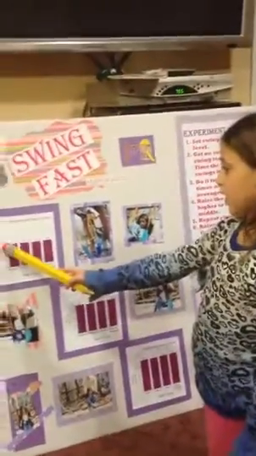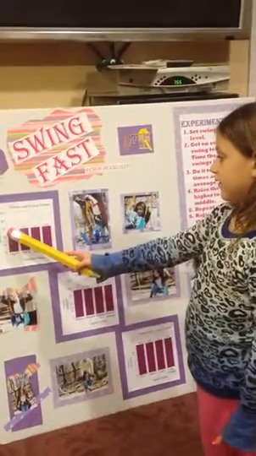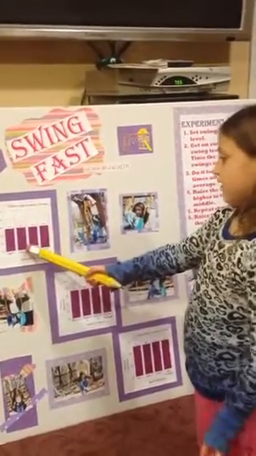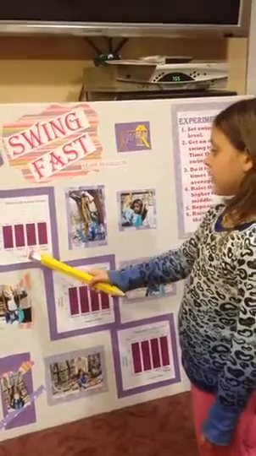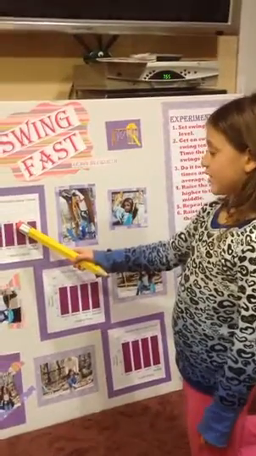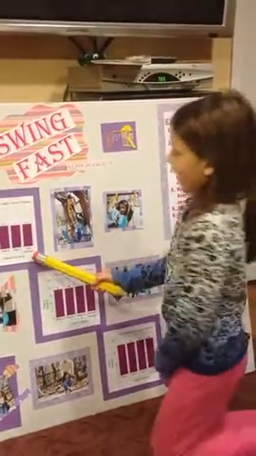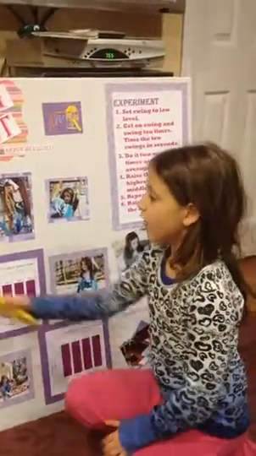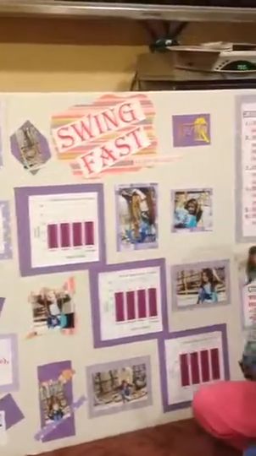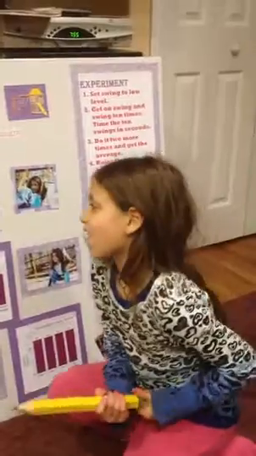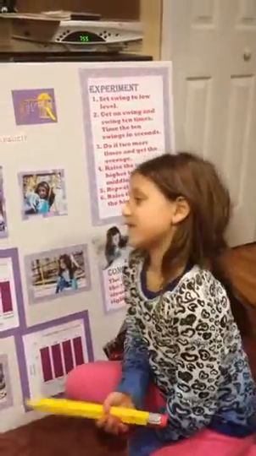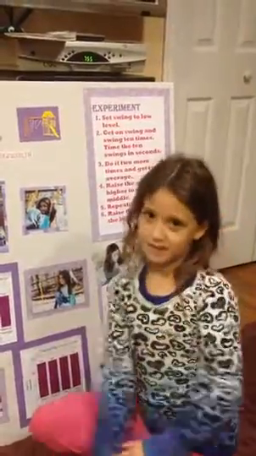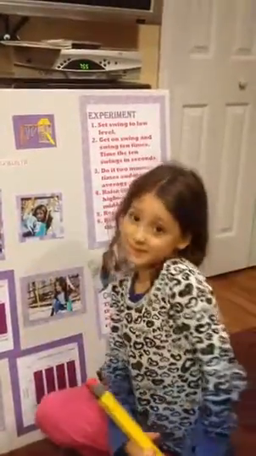Here's high 1. I got 17.0. High 2, my second time, 17.2. High 3, 17.0. And the average for high was 17.1, because there's 17.0 and 17.2, and the middle is 17.1. What is the average? The average is the middle number. Like if there's 2 and 0, the middle is 1, so that's why 17.1.